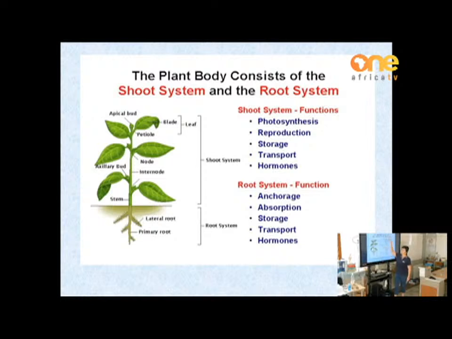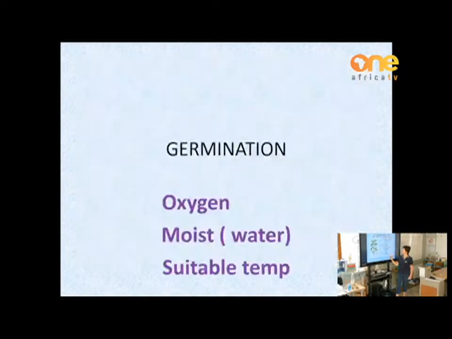Because we know that the function of the shoot system is photosynthesis, reproduction, storage, transport, which is done by the xylem and the phloem, and there are also hormones produced in the shoot system. In the root system, we find sensitivity towards gravity and also towards water. And the roots need to anchor the plant. It needs to absorb water and mineral salts. It will store, we can think about the nice orange carrot that we eat. Transport this water and mineral salts to the leaves, and it also produces hormones.